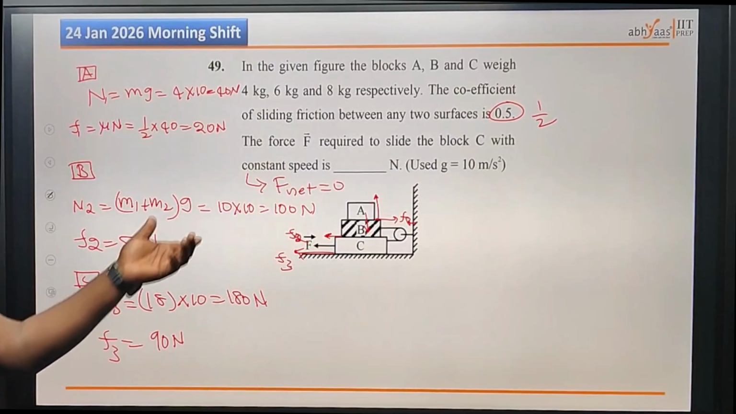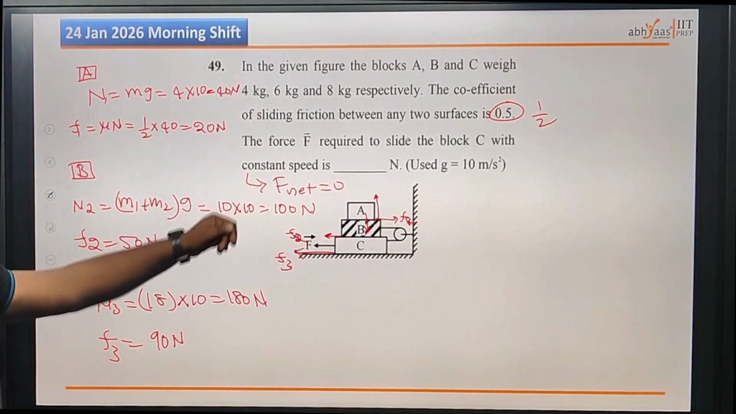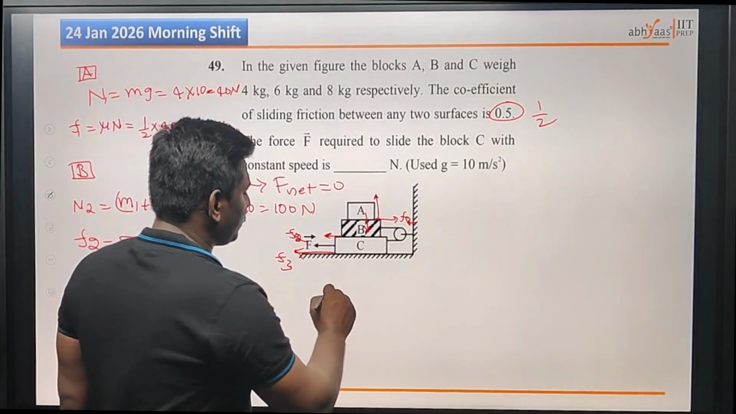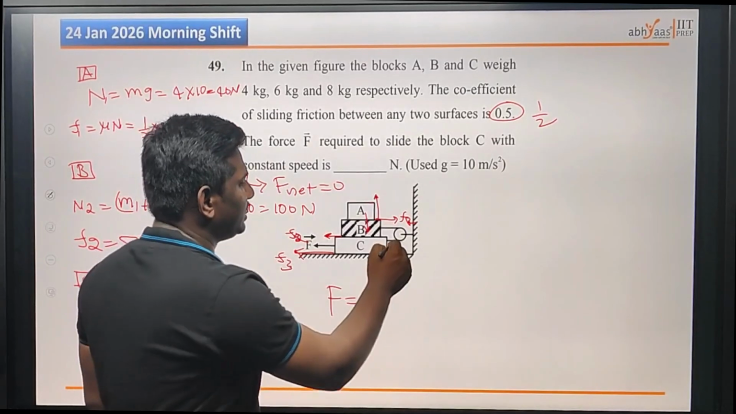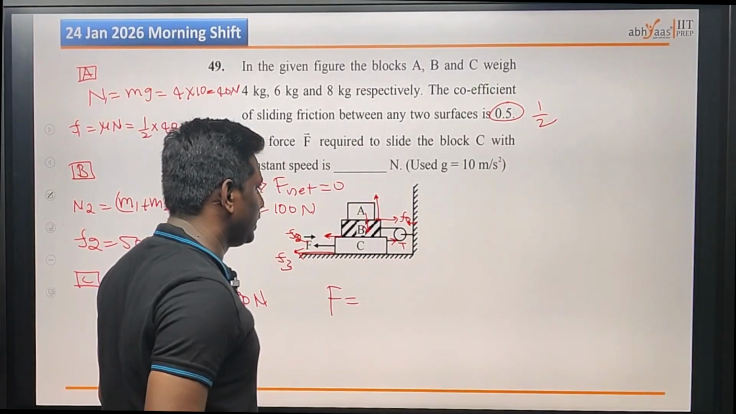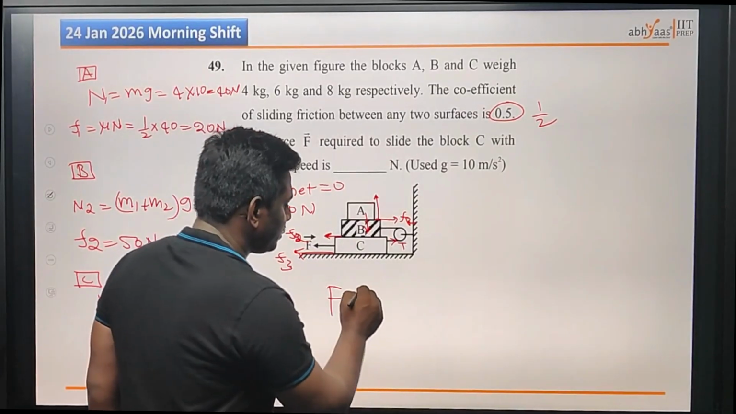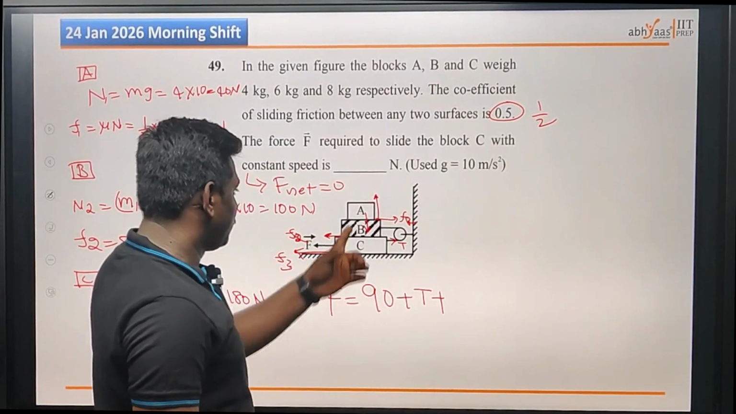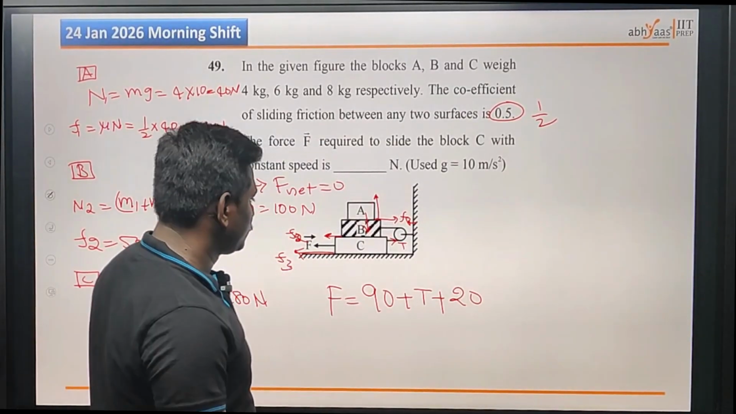What do you have to find? You have to find the force required to slide. So you have to find F. For block C, F can be written as, so there is a tension in this string T, and what are the forces? 90 Newton plus a tension plus a block A, that is 20.